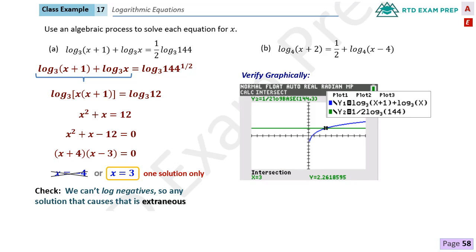Recall, if ever you check an answer graphically, the graphing calculator will only show answers which are real. That is to say, it will never show you an extraneous root. So, by typing in y1 as our original expression of log base 3 of x plus 1 plus log base 3 of x, and y2 as being 1/2 times log base 3 of 144, we see that the only intersection point on this graph is when x is equal to 3, which is our only solution for the equation.